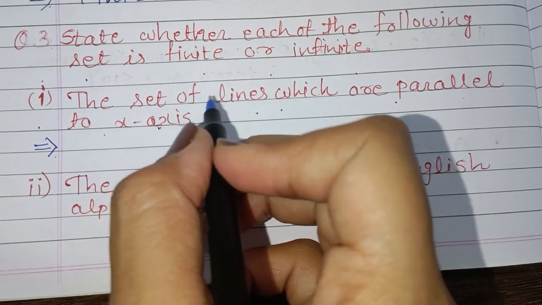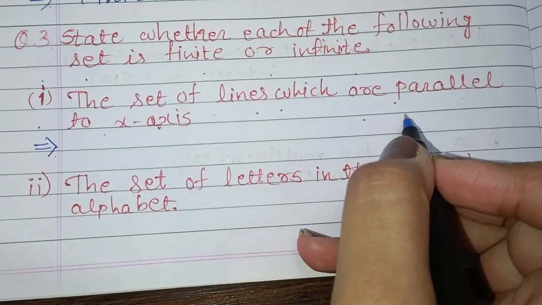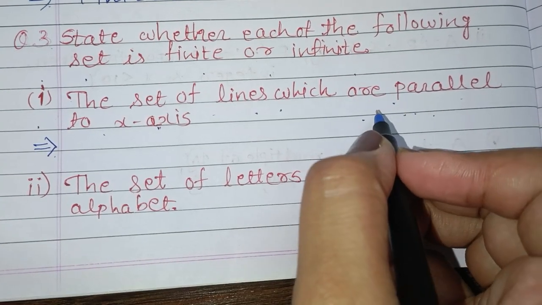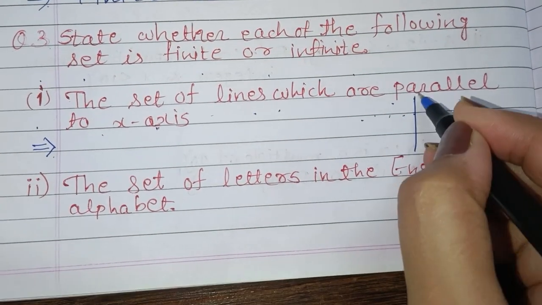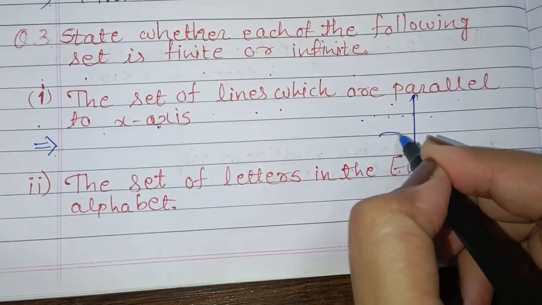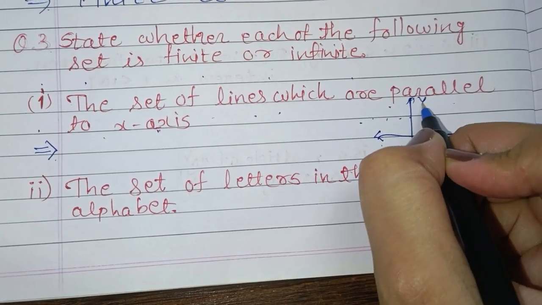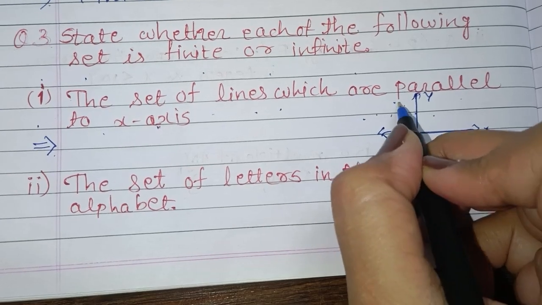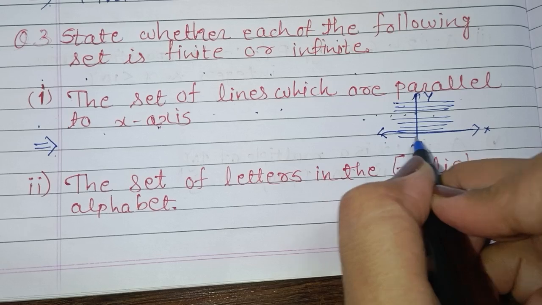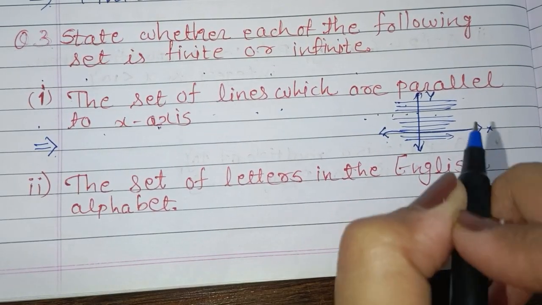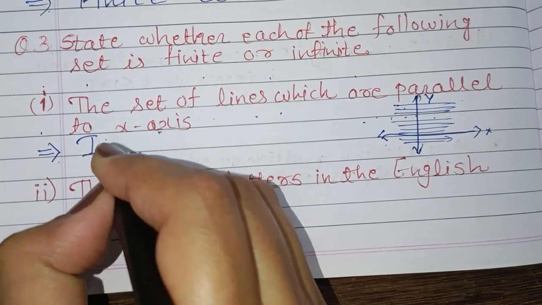The set of lines which are parallel to the x-axis is an infinite set because lines parallel to the x-axis are infinite in number. If you draw the x-axis and y-axis, this is the x-axis and this is the y-axis. If you draw lines parallel to the x-axis, you can draw infinitely many lines parallel to the x-axis. That's why this set is an infinite set.